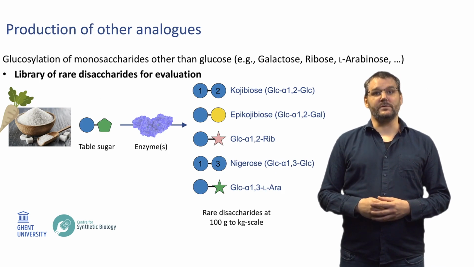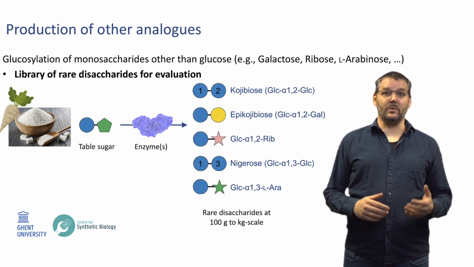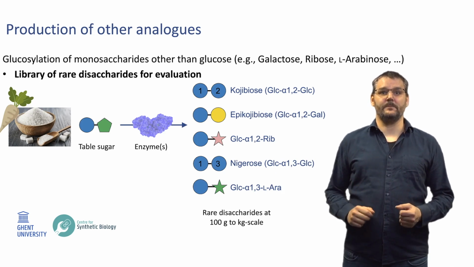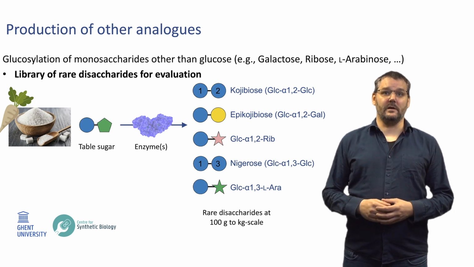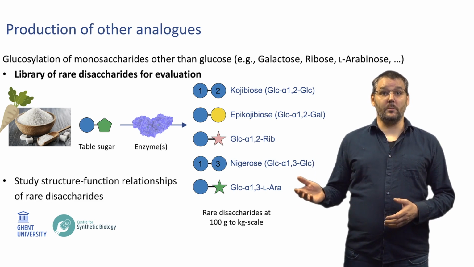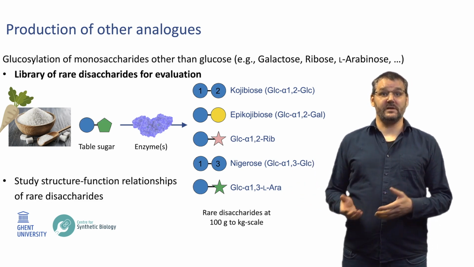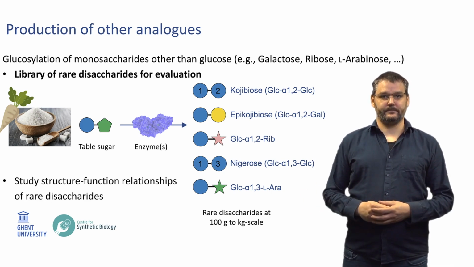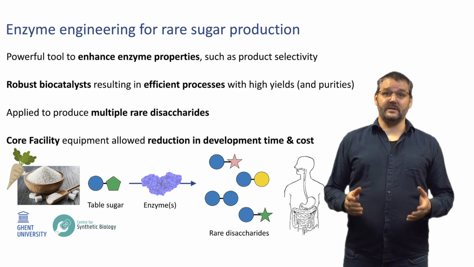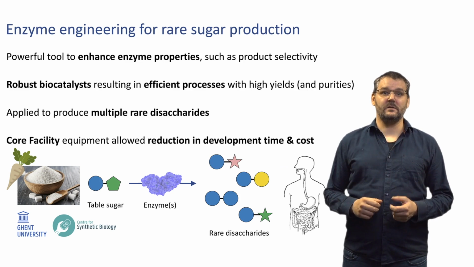We later also produced disaccharides that contain monosaccharides other than glucose, such as, for example, galactose, ribose, and arabinose, hereby creating a library of rare disaccharides that can now be evaluated for their respective properties, which can in turn help us in the understanding of the structure-function relationships of rare sugars and their potential future use in, for example, the food industry.